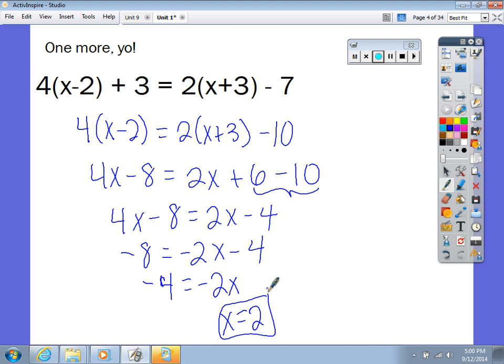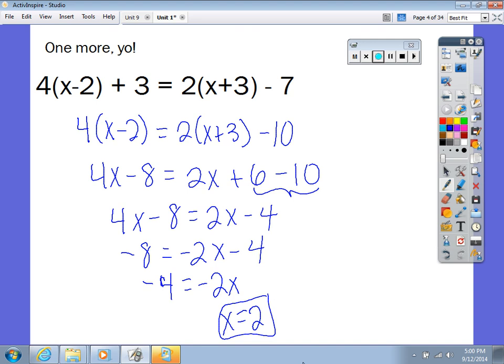But if you wanted to distribute and then combine like terms, then move over your smallest x, that's perfect. You can do that. Because some of our friends, especially those that need those steps, they need those procedures. There's nothing wrong with that. But just know that you don't have to follow those steps. You can move it any way. Just make sure you get the same answer.